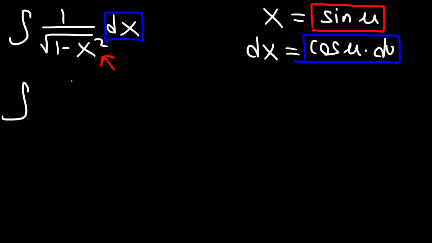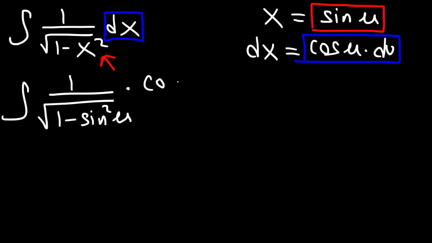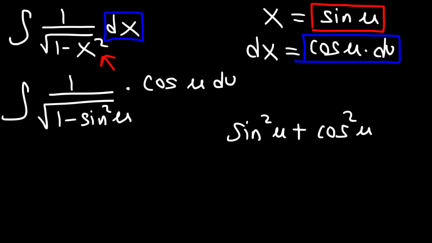And so we're going to have the integral of 1 over the square root of 1 minus sine squared u, times cosine u du. Now you need to be familiar with a very common Pythagorean identity in trigonometry, and it's this one. Sine squared plus cosine squared is equal to 1.